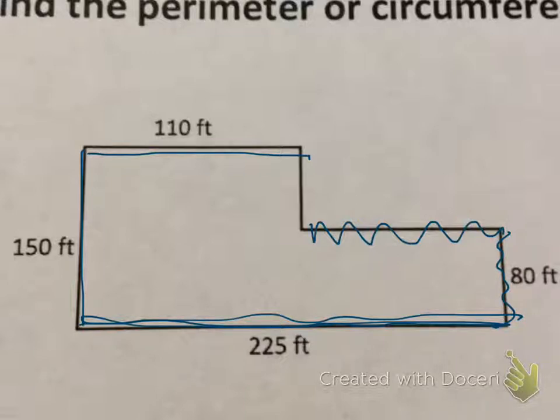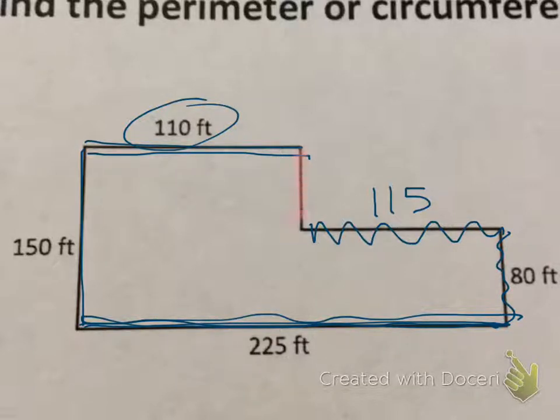So how could I figure out how long this piece is? Well, I know that this length from here to here is 110. The whole length is 225, which tells me that this side right here is going to be 115, because if I do 225 minus 110, I get 115.